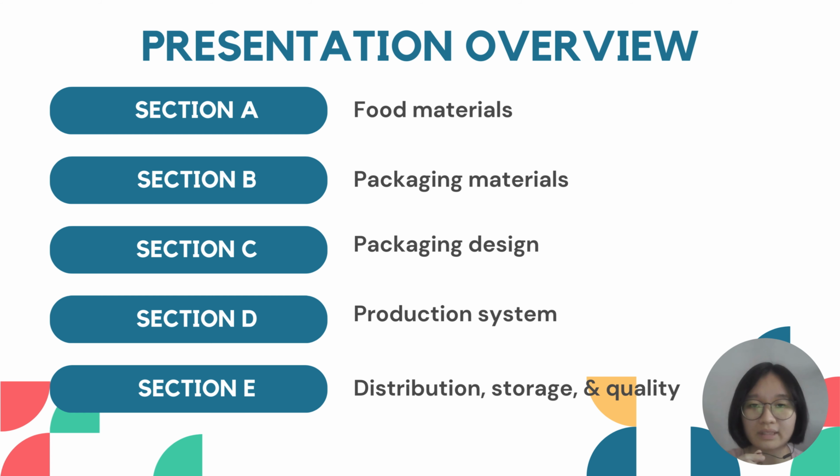So before we continue, this is the overview of our presentation. For our presentation, we will be having 5 different sections: Section A for food materials, Section B for packaging materials, Section C about packaging design, Section D about production system, and lastly, Section E to talk about distribution, storage, and quality. So now I will be beginning with my part, which is Section A, food materials.